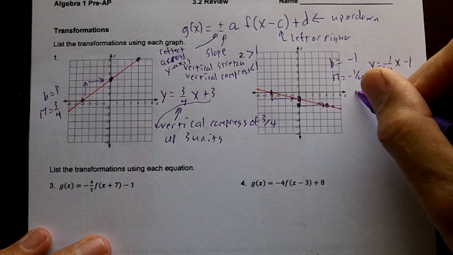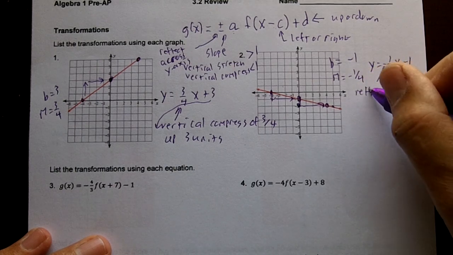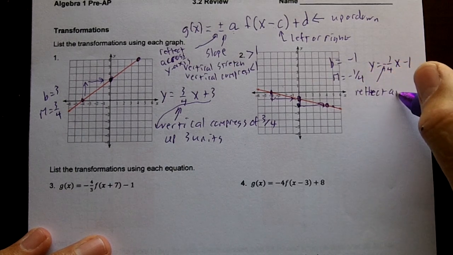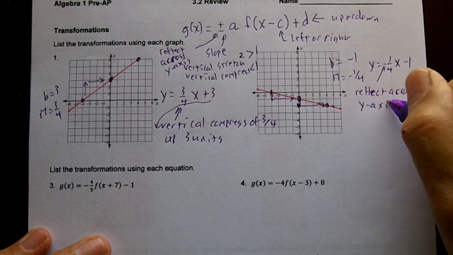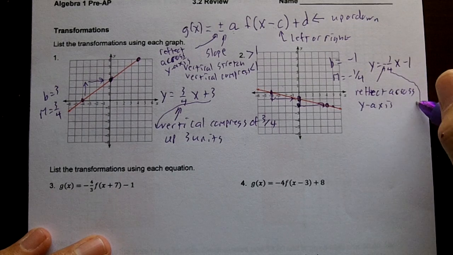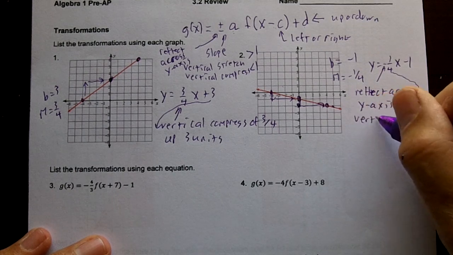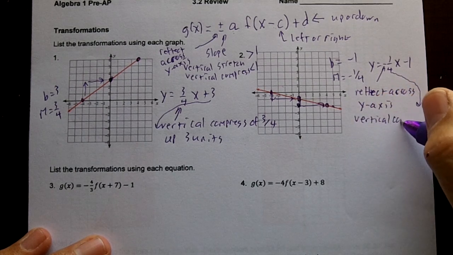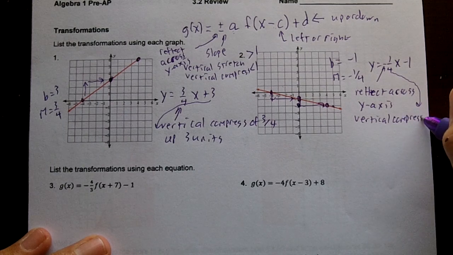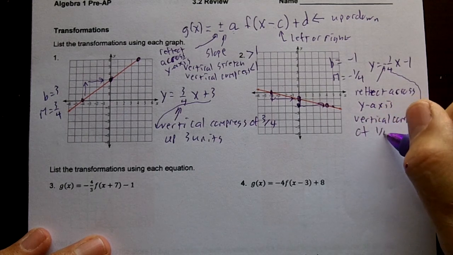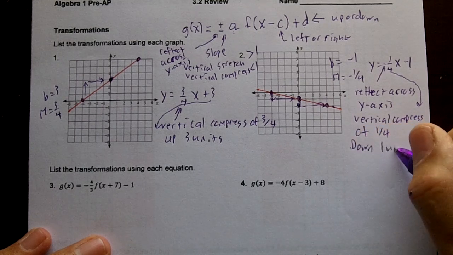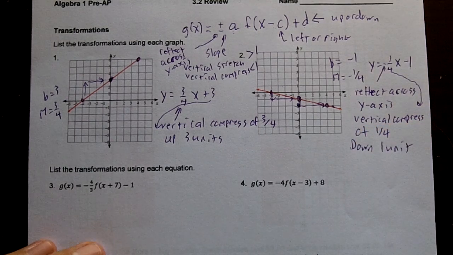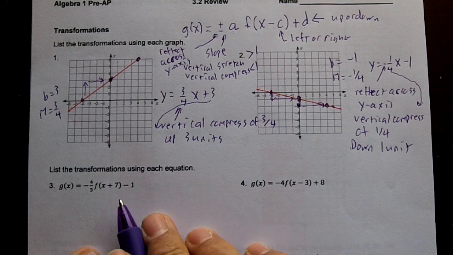So the negative is a reflect across the y-axis. The 1/4 is a vertical compress of 1/4. And the -1 is going to be down 1 unit. That is what happened to the parent function. Okay, let's do 3 and 4.